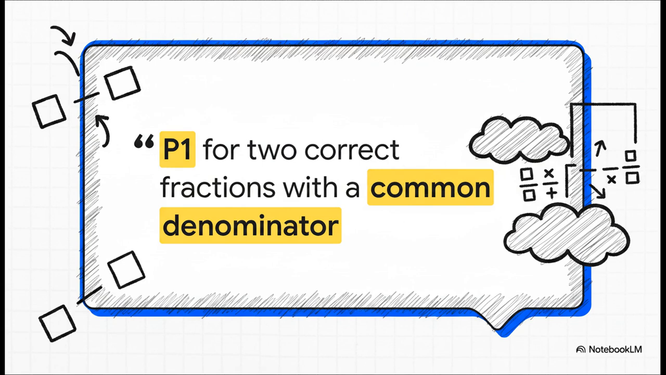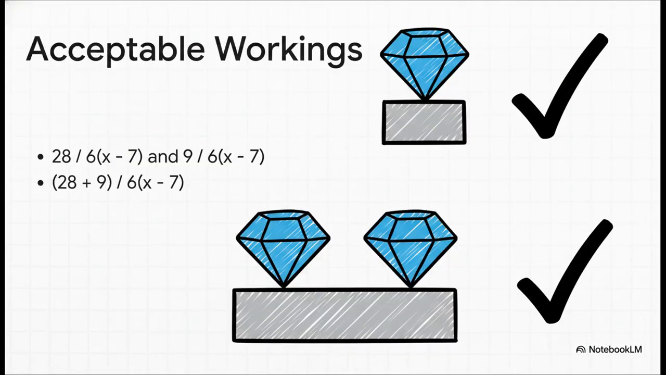Let's move forward and see how this builds, because now we hit our third process mark. The exact requirement here is 2 correct fractions with a common denominator. See, our ultimate goal is just one single fraction. To get there, we have to merge the different parts together. And as you know, you literally cannot add or subtract fractions unless their bases, the denominators, match perfectly. Here are the explicit workings the mark scheme will accept to prove you've found that common ground.